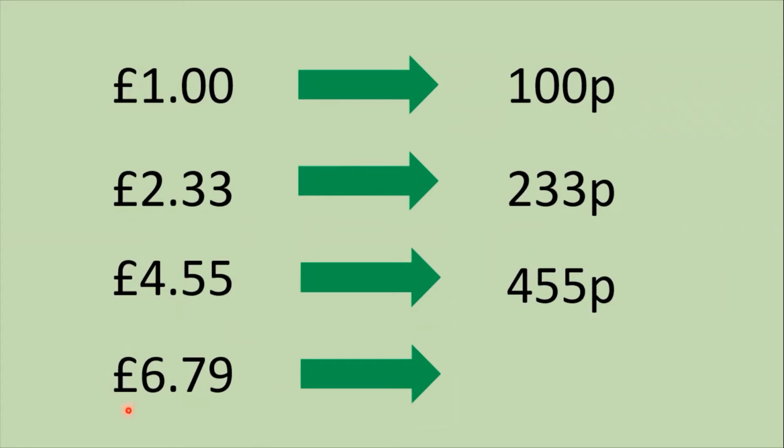And finally, £6.79. What's that in pennies? 679p. Well done. So if you had something that was £6.79 in a shop, you could give them 679 1p's. Now, I don't think the shop assistant would be very happy if they had to count 679p, but that is what that means. So we are going to use our column addition of 3-digit numbers today to help us with our addition of money.